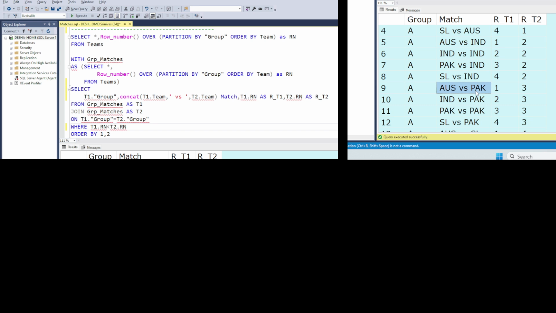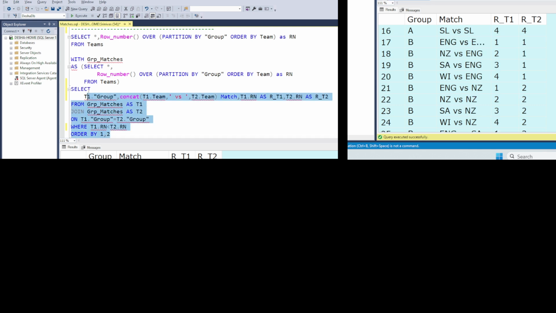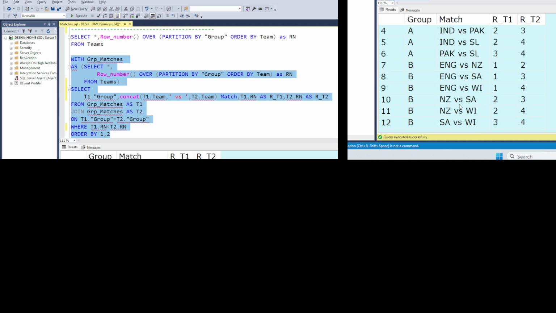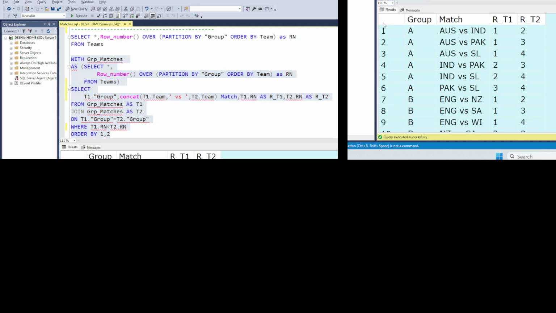The Australia versus Pakistan combination is generated. 2 is less than 3, so India versus Pakistan is generated. Since these two conditions succeed in the where condition, since these two are true, this output is generated. Like this, the where condition helps and gives us the unique output as 12 possible matches at a group league level, and 6 in each.